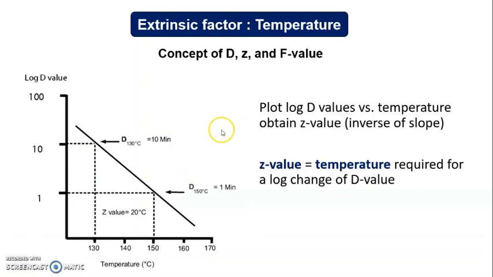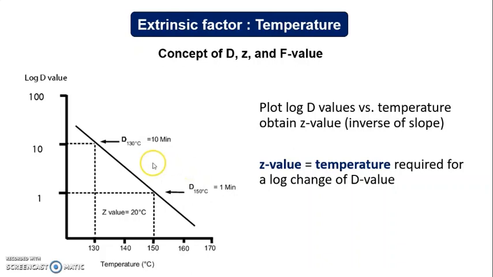Another important term that I want to explain is z-value. So what is z-value? Z-value is actually the temperature required for a log change of d-value. So let me explain here. Before that, d-value is the time required to reduce a bacterial population by 1 log at a constant temperature. Say you want to test not only one single temperature, but maybe 3 or 5 different temperatures, because you want to assess which temperature and which time work best for your processing, for example. So when you have multiple temperatures, then you will obtain multiple d-values, right?